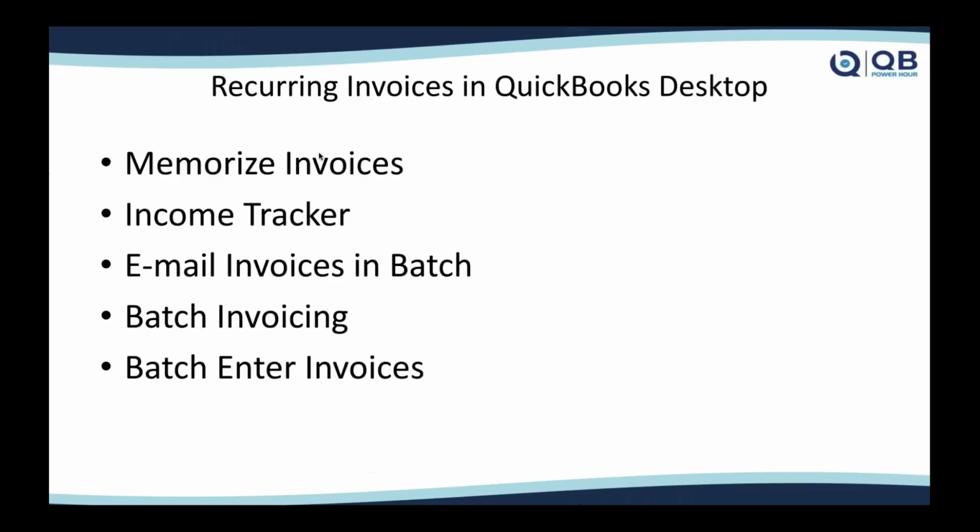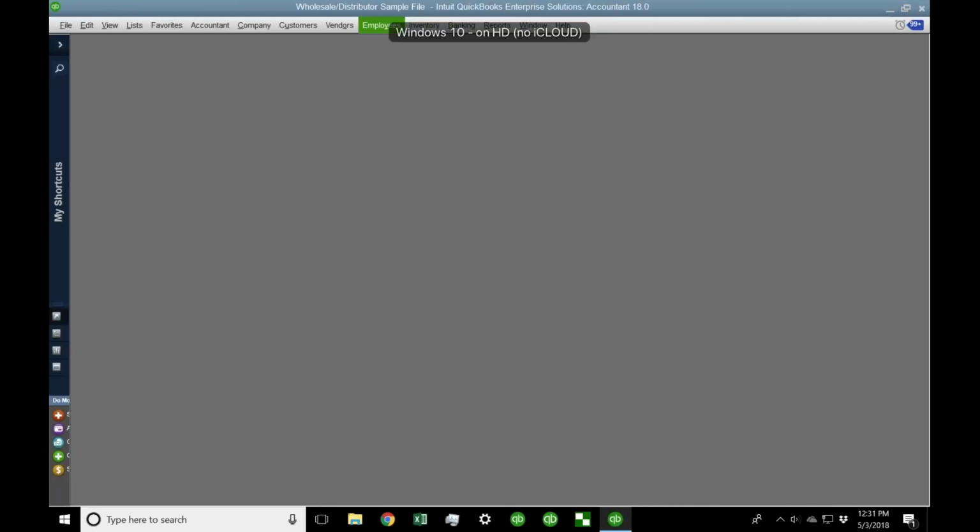Okay. All right. So we covered memorized invoices. We covered invoice tracker. We covered email, invoices, and batch. Let me cover batch enter invoices. I'll skip batch invoicing because we do have another QB Power Hour episode on that. So on the email recording, I'll send everyone a link to that recording because batch invoicing is a very interesting piece of it, and I don't want to budget the 2 or 3 minutes that we have left here for this presentation. So I'll do batch enter invoices real quick just to show you an example.